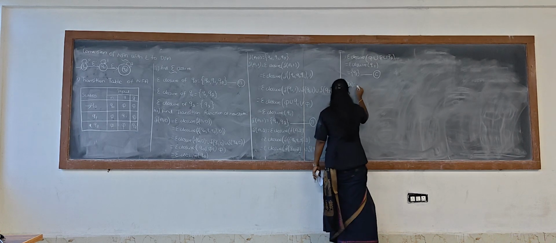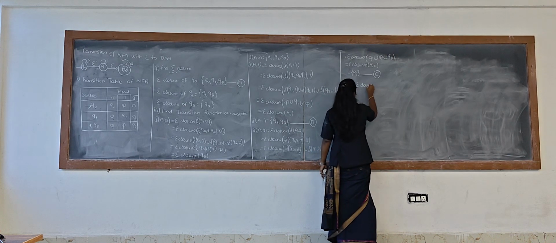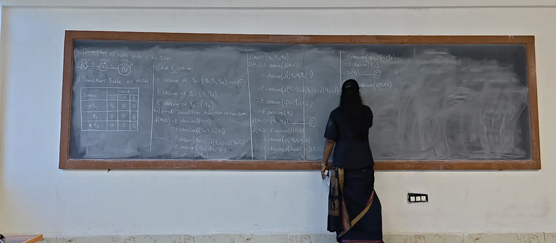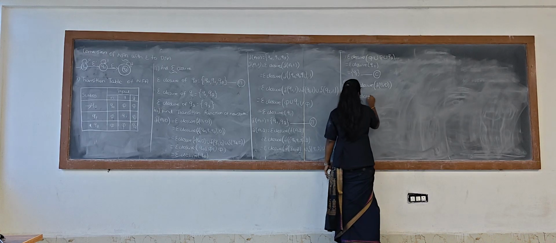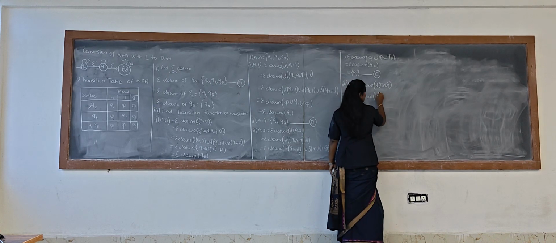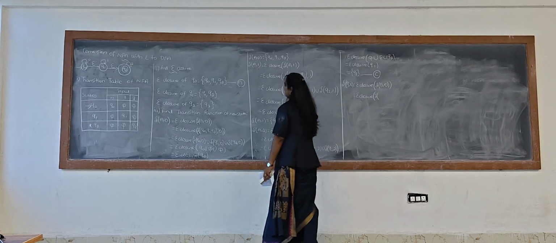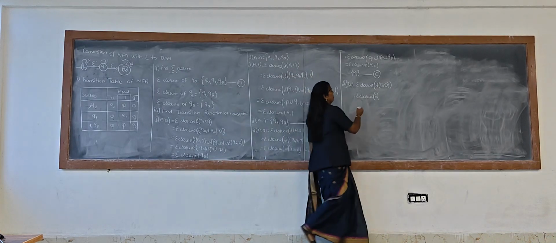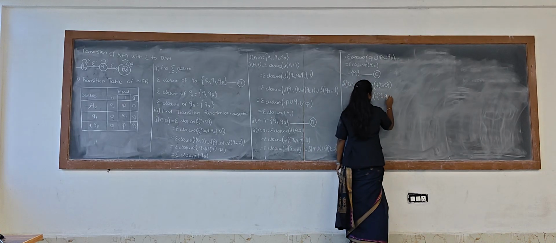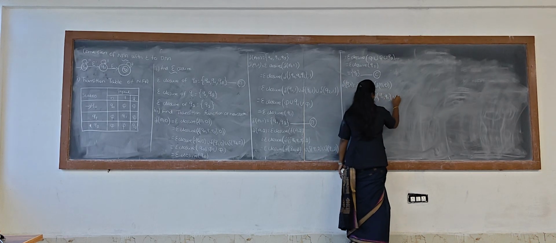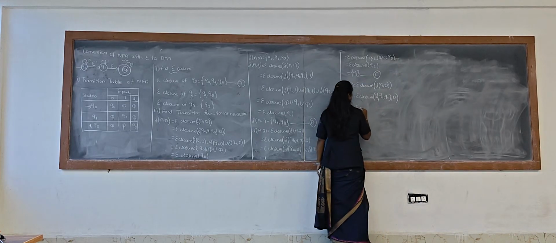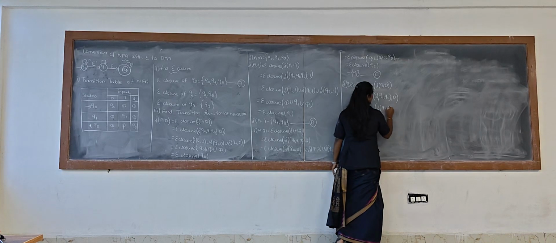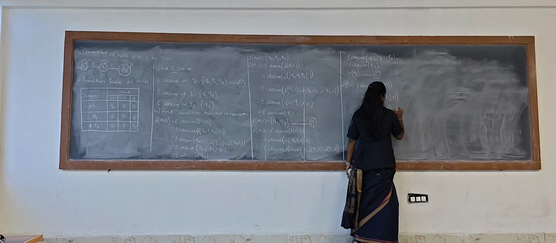So transition function of B comma 0 means epsilon closure of transition of B comma 0, which means epsilon closure of transition of B. Here we are having the states Q1 and Q2. So Q1, Q2 comma 0. So epsilon closure of transition of Q1 comma 0 union transition of Q2 comma 0.